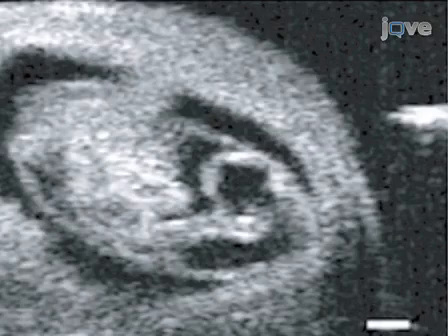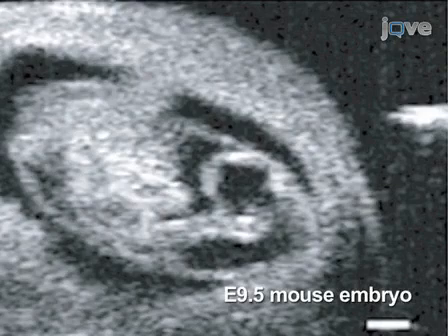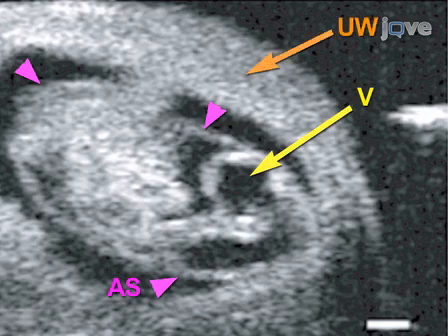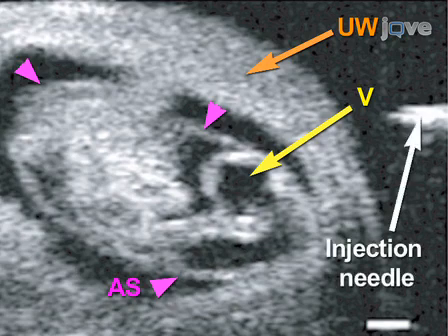This screen capture of a real-time ultrasound image from an E9.5 mouse embryo shows various anatomical features that can be used to guide injections. Here V is the ventricle, AS the amniotic sac, and UW the uterine wall. The injection needle is the bright spot on the right of the image.